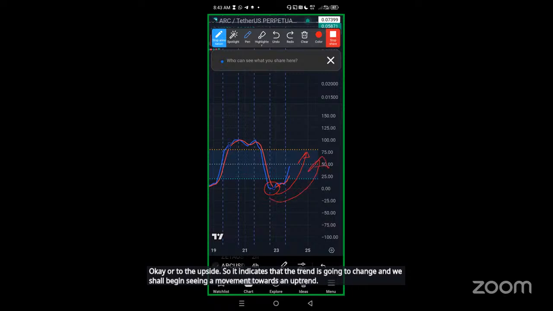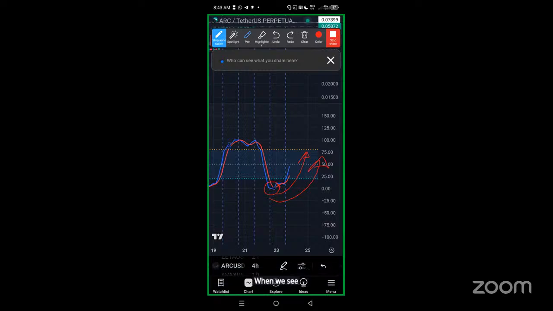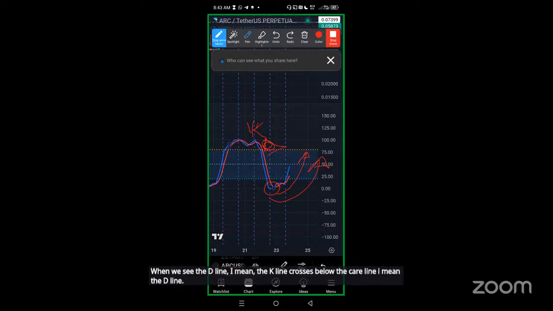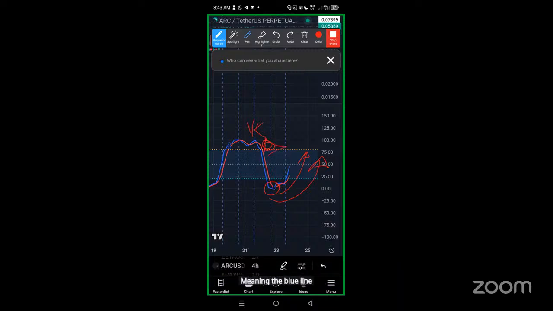When we see the K line crosses below the D line, meaning the blue line crosses below and begins running below the red line or the D line, it is an indication of a downtrend market structure.